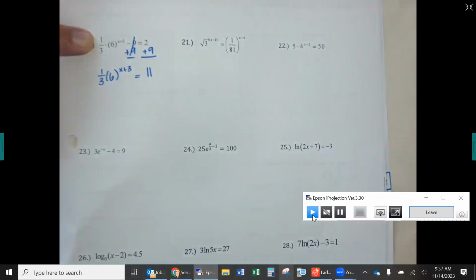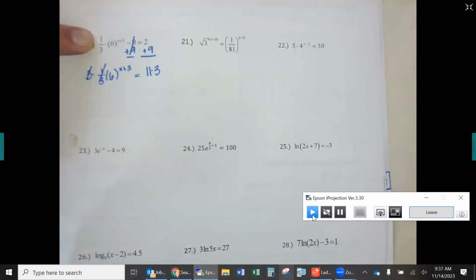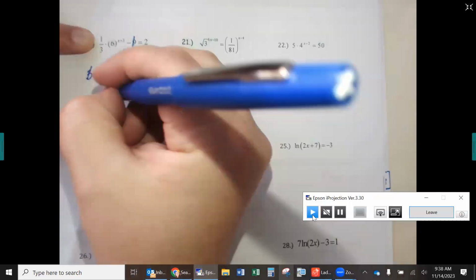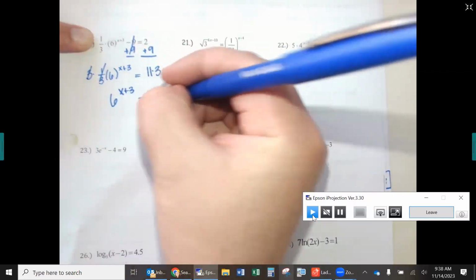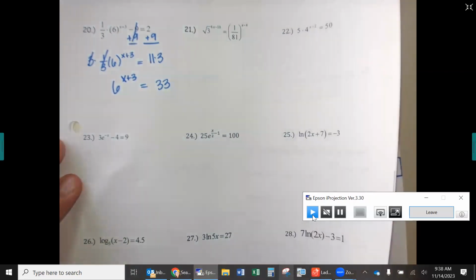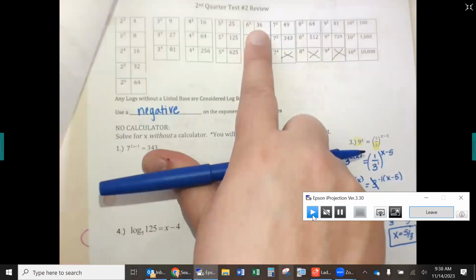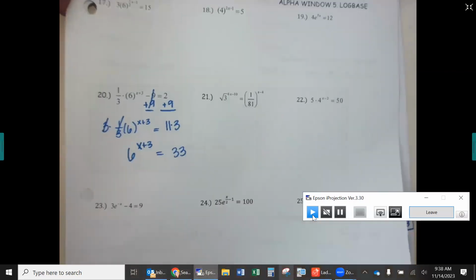From there, how do I get rid of a 1/3 or divide by 3? What do we do? Multiply by 3. What is 11 times 3 on the other side? So I have 6 to the x plus 3 equals 33. From here, if this were on the no calculator section, you would look in the 6's chart for 33. Okay, if you want to check, go ahead and do it. Okay, my 6's chart. I see that I could have gotten 36, but I can't get 33. That's not an option. So this is where you'll need a calculator.